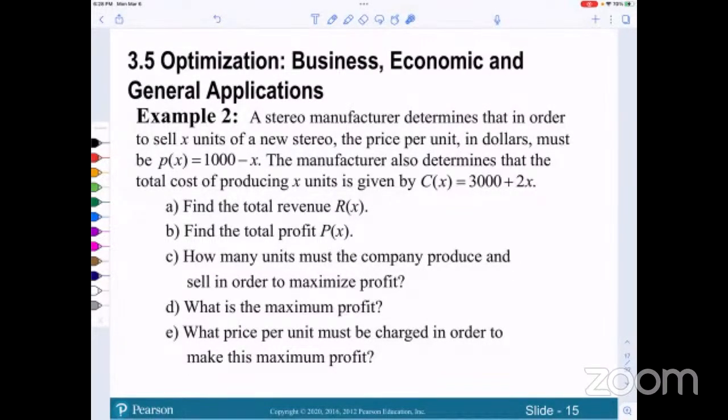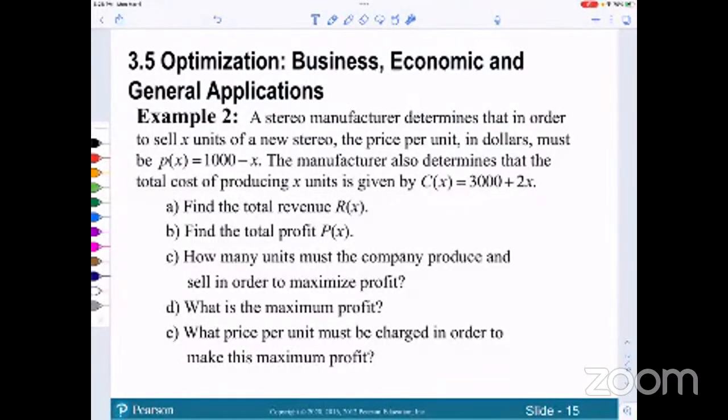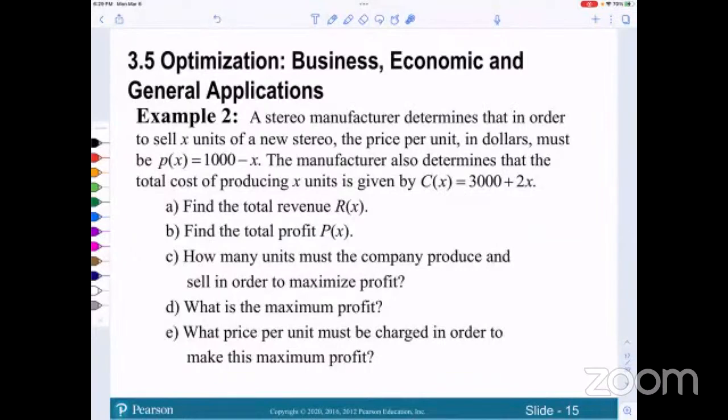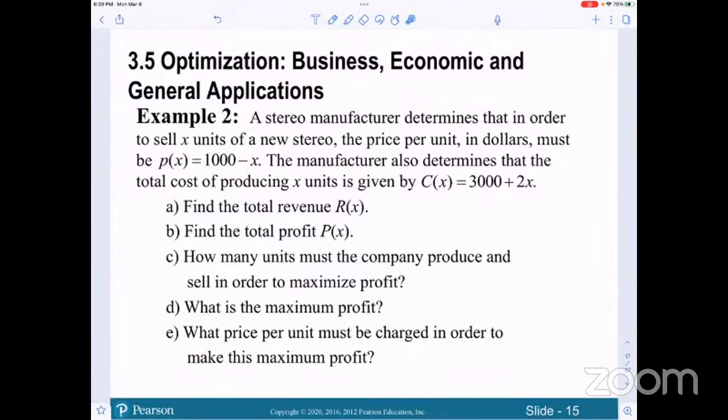So we're basically looking at applications of the derivative on optimization, focused on maximizing and minimizing. Here's example 2. A stereo manufacturer determines that in order to sell X units of a new stereo, the price per unit in dollars must be this. The manufacturer also determines that the total cost of producing X units is given by this. We're asked to find parts A through E.